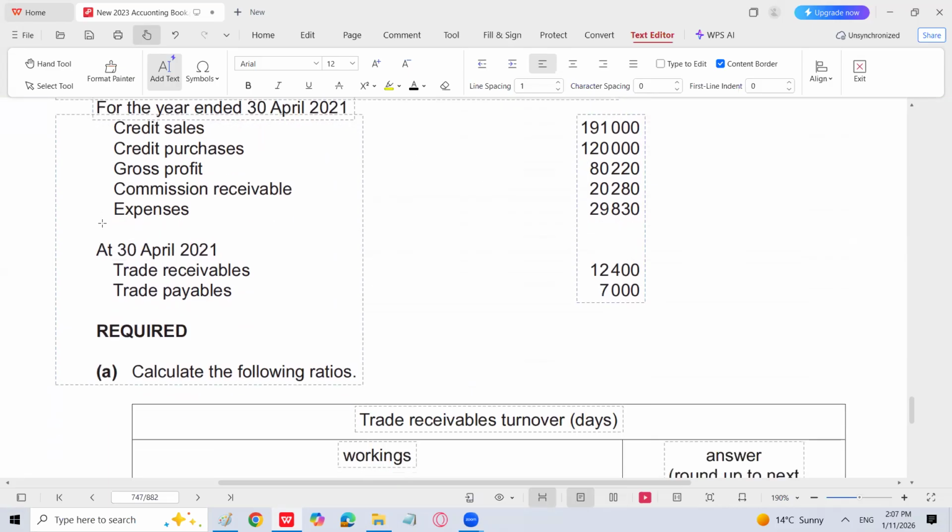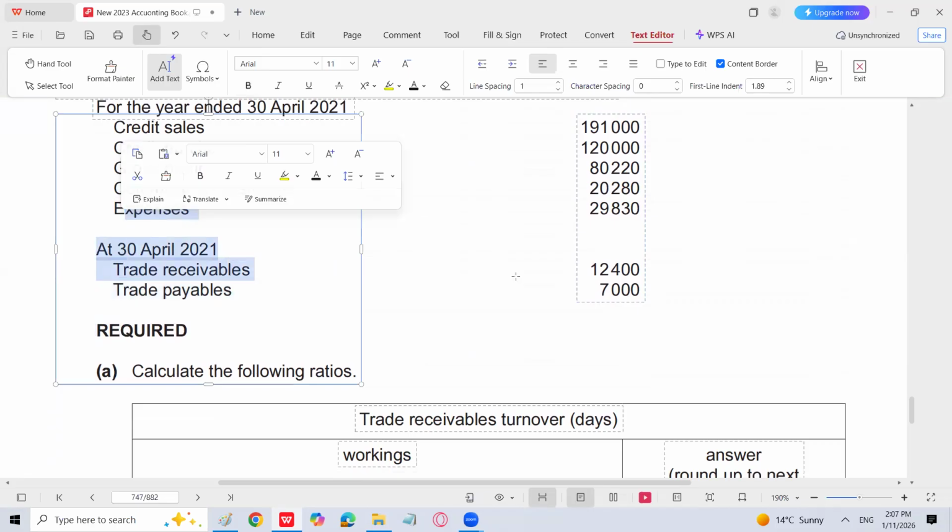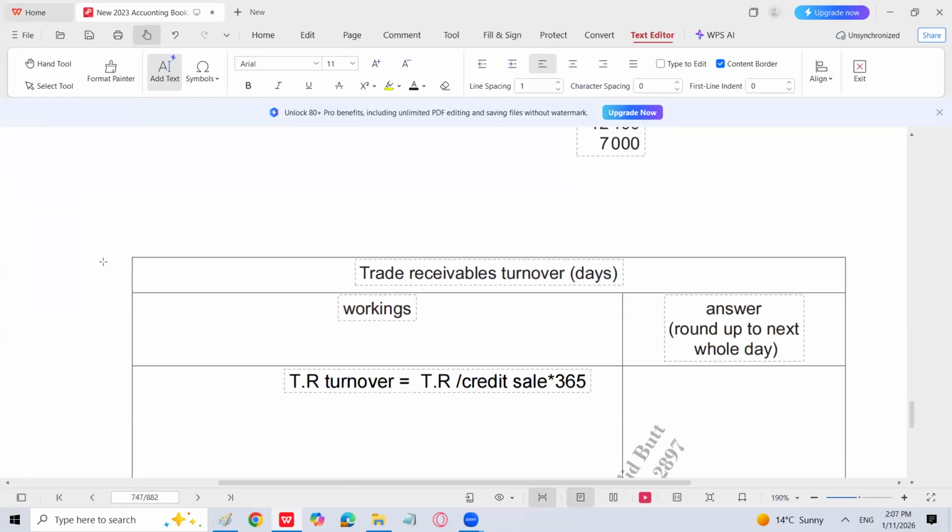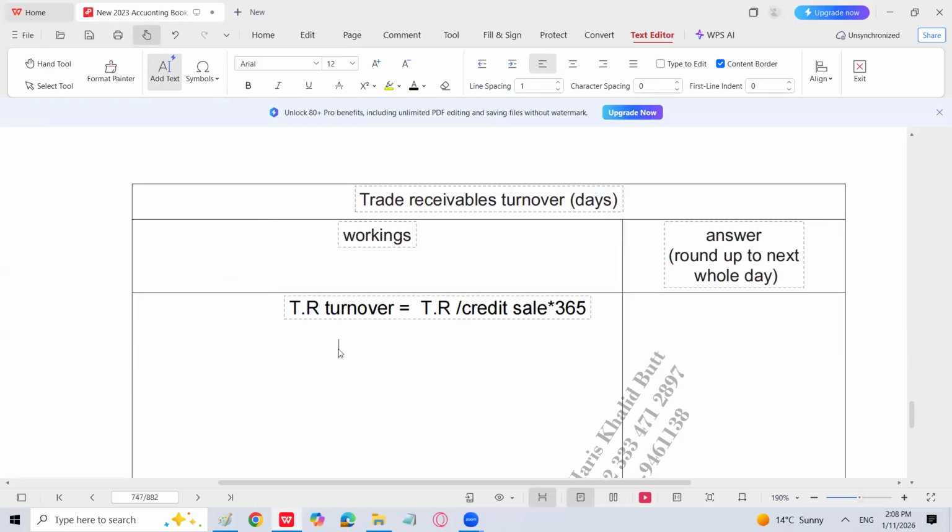If credit sales is not mentioned, we will take total sales as credit sales. So 12,400 divided by 191,000, multiplied by 365. You will get the answer, and the answer will be in days. If the answer is in days and it is coming in points, you have to round it off to the next day. So please calculate for me: 12,400 divided by 191,000 into 365.